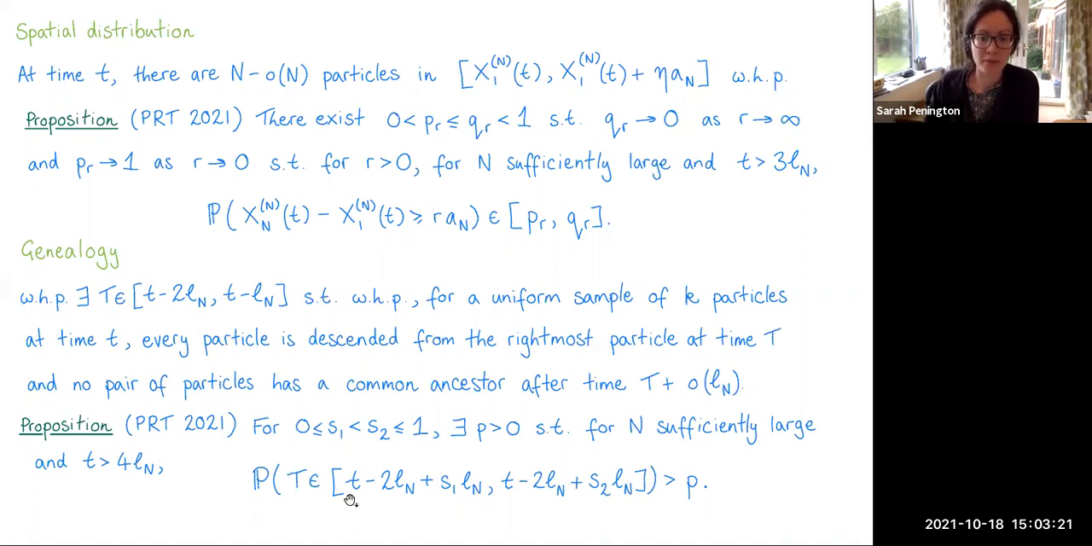So really what I'm writing here is a shorthand for the probability that there exists a time capital T in this interval, such that with high probability, if you take a uniform sample, every particle is descended from a single particle at that time capital T, and no pair of particles has a common ancestor after time capital T plus little o of ln. So that's a couple of results to put our main result in context.